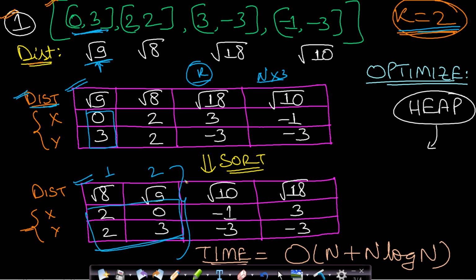So this is one of the simplest approaches, and the time complexity for this will be, for calculating each distance and pushing it in our vector, order of n, and then for sorting the time will be order of n log n. Therefore the total time complexity will be order of n plus n log n. But you can optimize this by using a heap or priority queue.